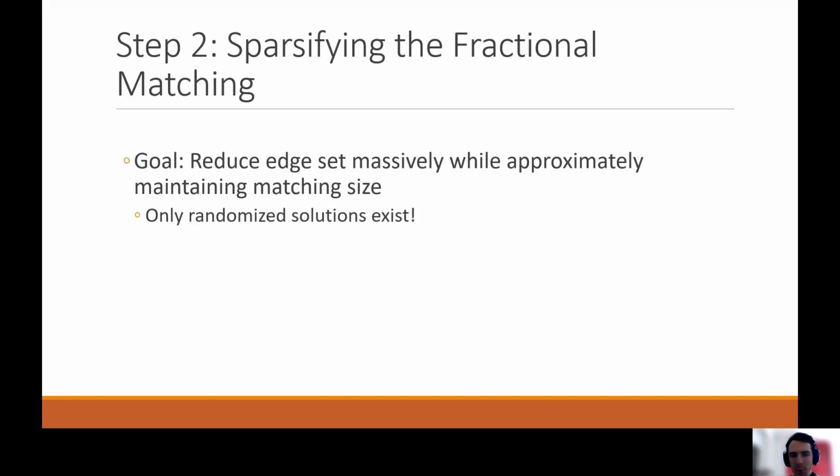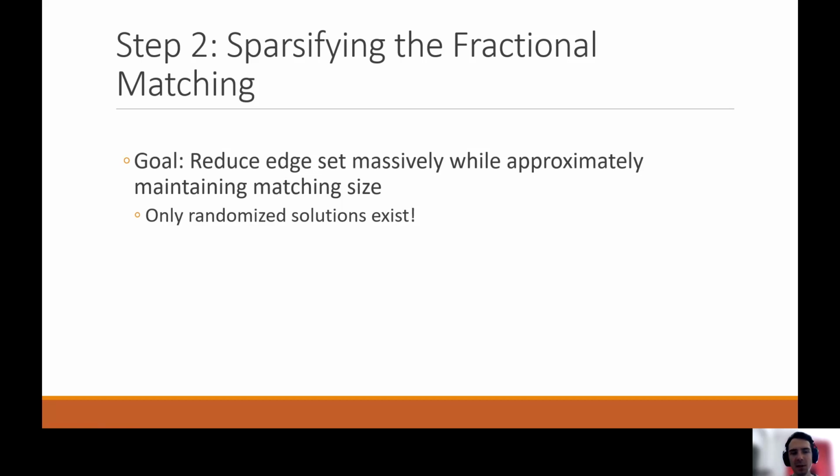Step 2 is what we will be focusing on in this talk, and is the sparsification of the fractional matching, where we want to reduce the edge set of the fractional matching without losing much of its size. That is essentially, we want to define a smaller edge set on which we can define a valid fractional matching, which is about the same size as the original. For this problem, there have previously only been randomized solutions, and we show a deterministic solution.